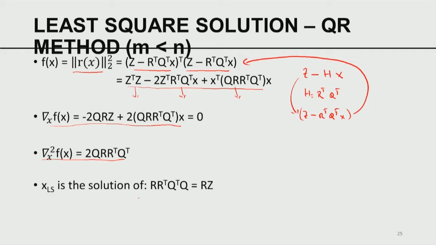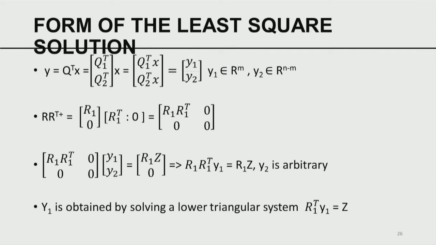So the solution for the least square problem is obtained by setting the gradient equal to zero, and that gives rise to this equation. So R transpose Q transpose X must be equal to Z. Therefore, if I multiply both sides by R inverse, I get the overall solution.